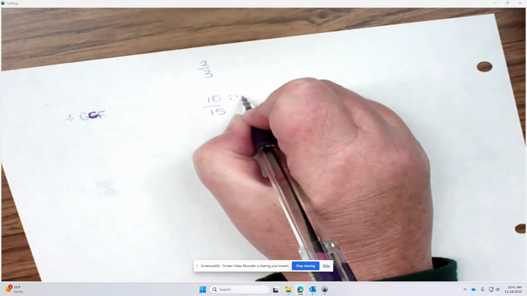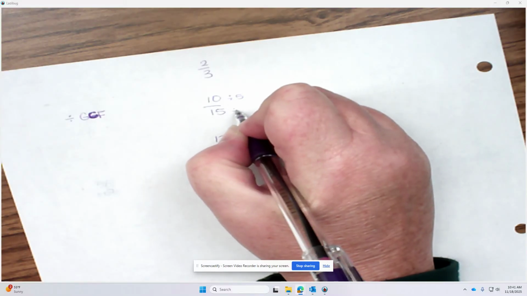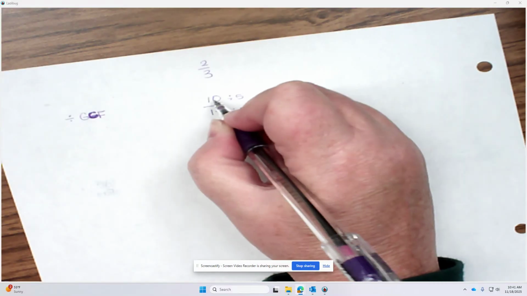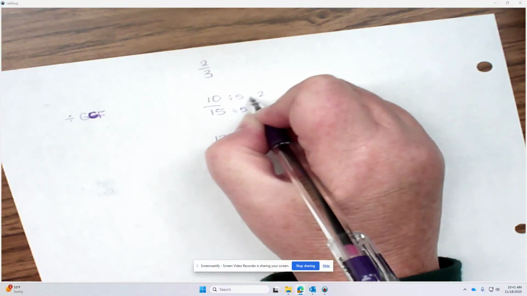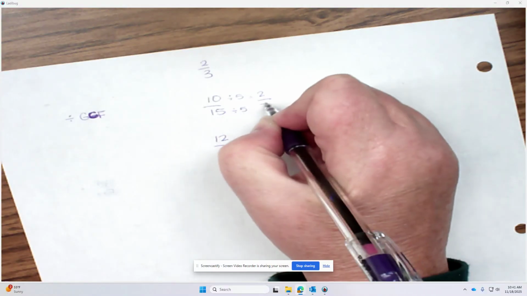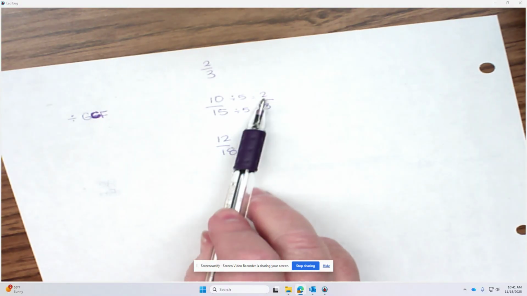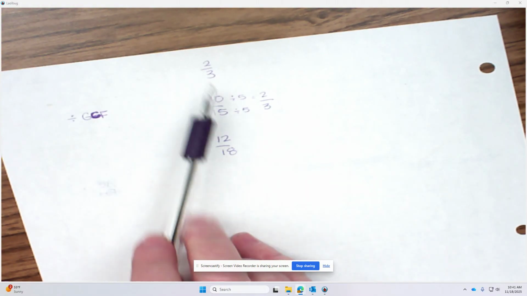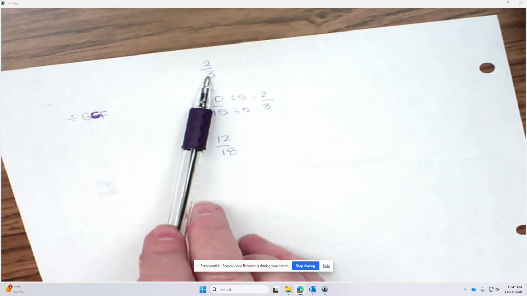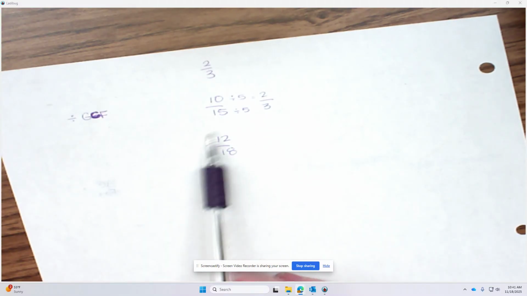So I'm going to divide both the numerator of 10 and the denominator of 15 by 5. 10 divided by 5 equals 2. 15 divided by 5 equals 3. So when I simplify 10/15, it equals 2/3, which means that these two ratios are equal because now I've got 2/3 and 2/3. We're going to do the same thing here.